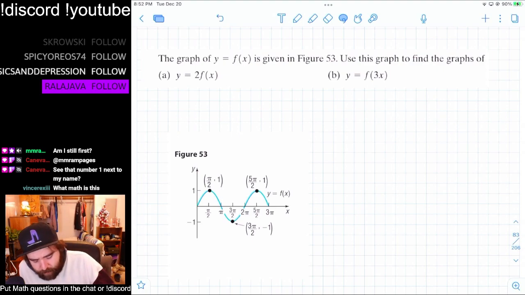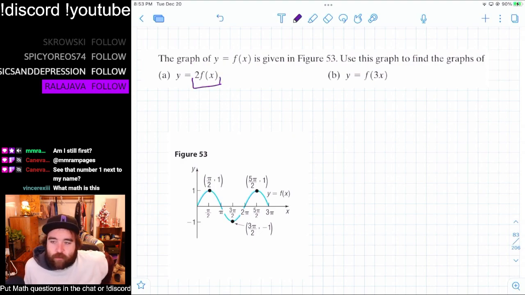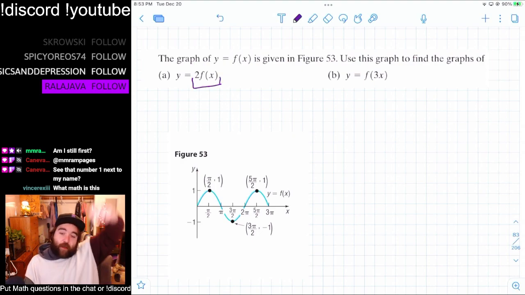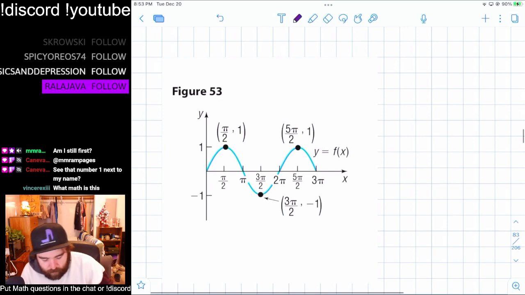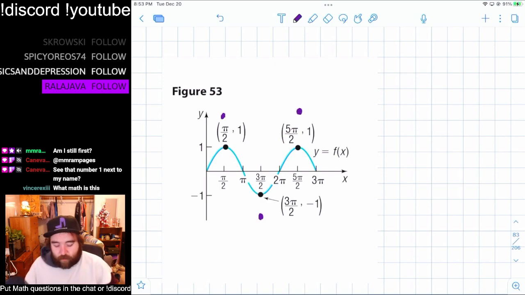So with A, that's like what we just did, right? It's got a 2 on the outside. So that multiplies all the y values by 2. That doubles all of the y values. And so if we just sketch it out, remember when we have these points, these aren't the only points on the graph, but those are going to be good guide points for us because they're going to go twice as high, twice as up, and twice as down.